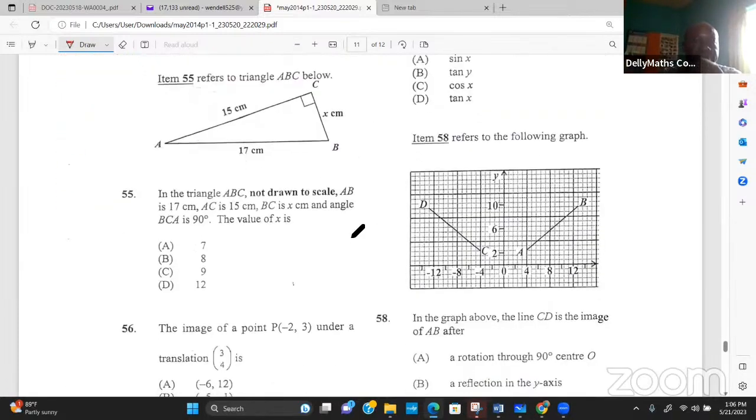All right, number 55, trigonometry. In the triangle ABC, this is not drawn to scale. Look, not drawn to scale now. AB is 17, and we're seeing the sides that they're giving. They are saying BC is X. You see the 90 degrees. What is X? Now, set up everything that you actually have, right? So this is 17 squared, which is equal to 15 squared plus X squared.